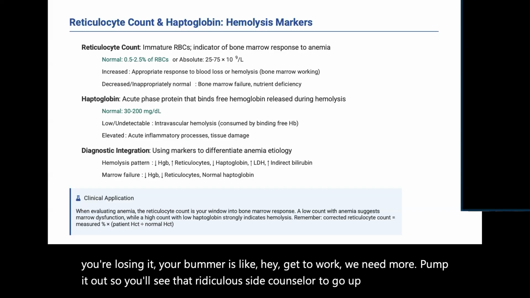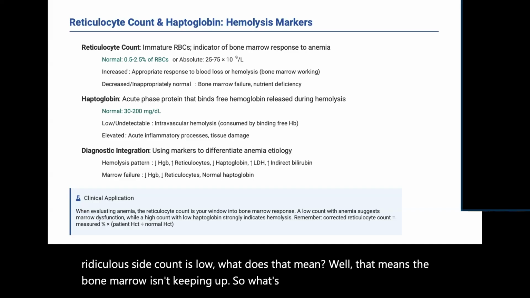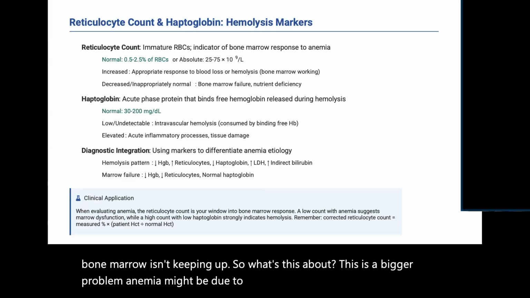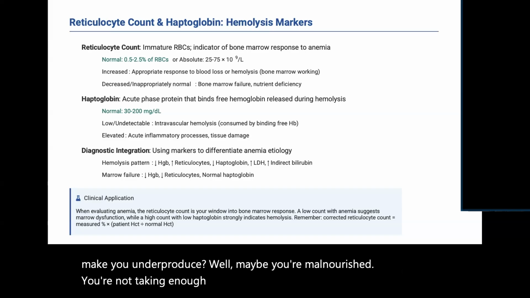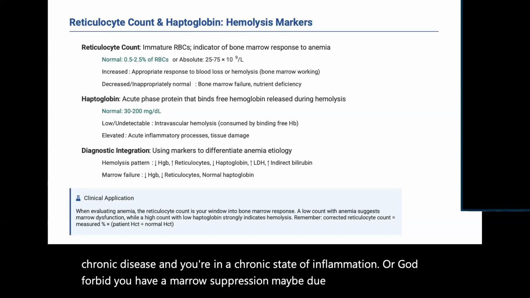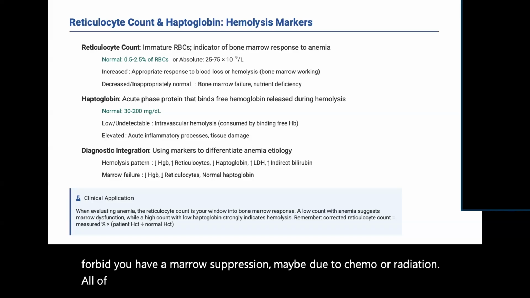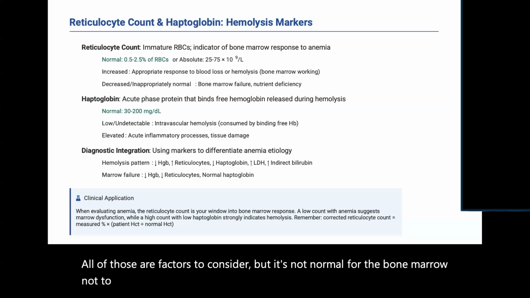If, however, the reticulocyte count is low, what does that mean? Well, that means the bone marrow isn't keeping up. So what's this about? This is a bigger problem. Anemia might be due to underproduction. Well, what would make you underproduce? Well, maybe you're malnourished. Maybe you're not taking enough iron, B12, folic acid. Maybe you have anemia of chronic disease and you're in a chronic state of inflammation. Or God forbid you have a marrow suppression, maybe due to chemo or radiation. All of those are factors to consider, but it's not normal for the bone marrow not to respond to demand.